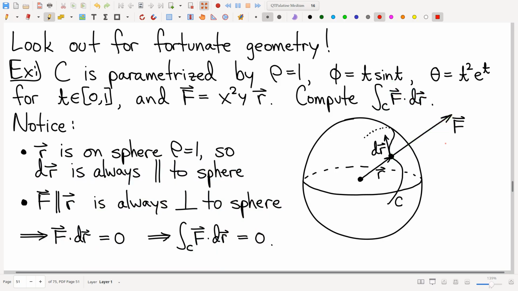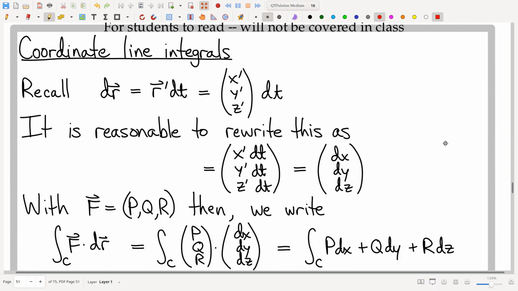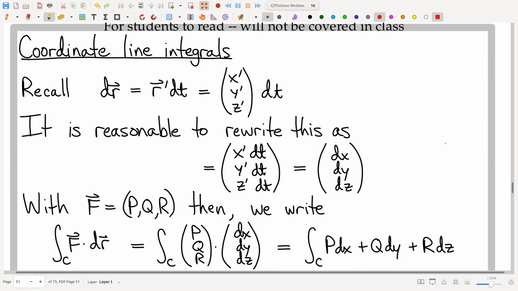Okay, moving along. Again, I'm just going to hit the highlights on this. Y'all could pretty much read this. Here's what we've written down. Let me change the color. This is what we've written down previously about dr. That's r prime dt. That's just what I'm going to call vector notation for this fact.